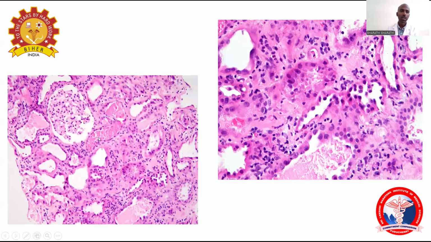So here in this image, we see there is shedding of the epithelial cells, and the lumen of the tubule is filled with the epithelial cells. And here we can see the detached tubular epithelial cells. In the next picture, you can easily see the detached epithelial cells.